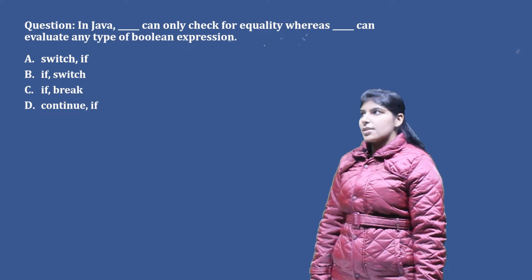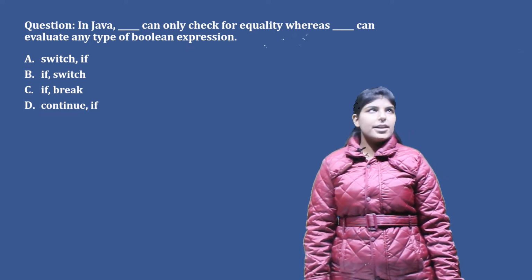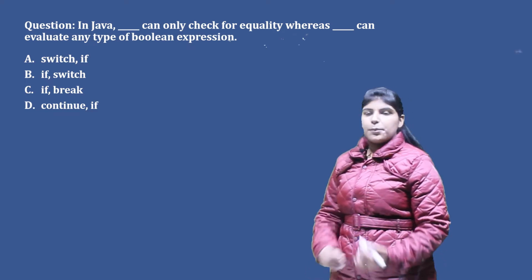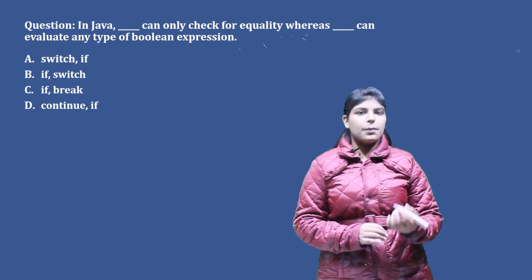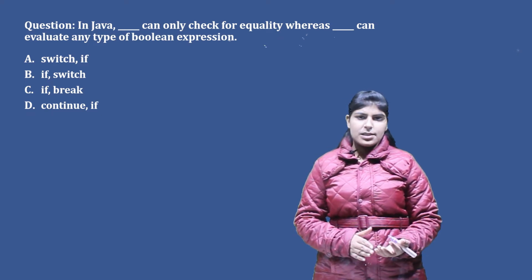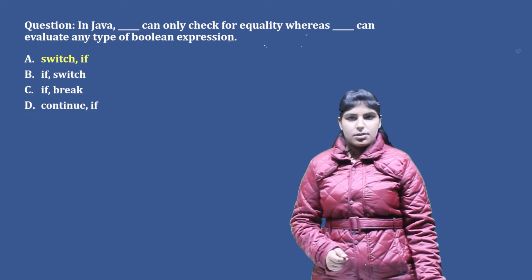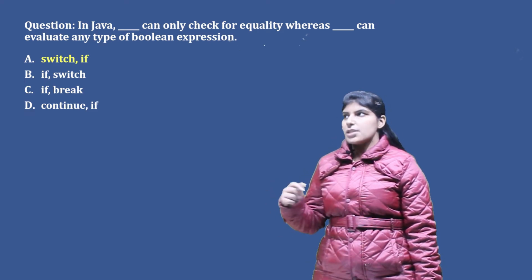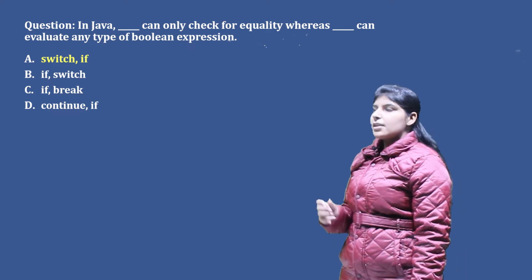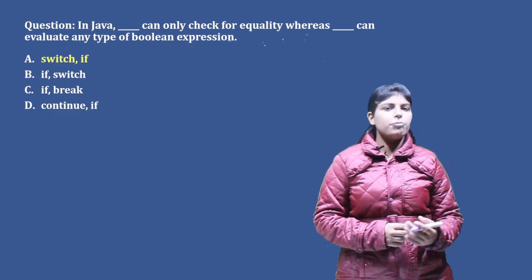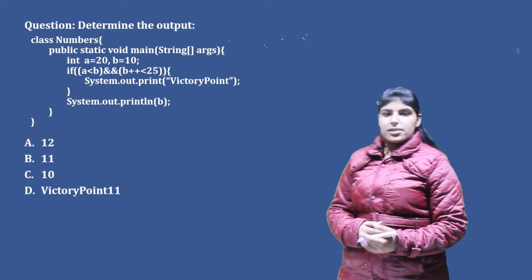So the next question is, in Java, dash can only check for equality, whereas dash can evaluate any type of Boolean expression. So in switch case, we can only test a variable for equality with a particular case, whereas in an if statement, we can execute any type of condition. So the first dash is switch, that is switch can only check for equality, whereas if can evaluate any type of Boolean expression. So the correct answer is A.